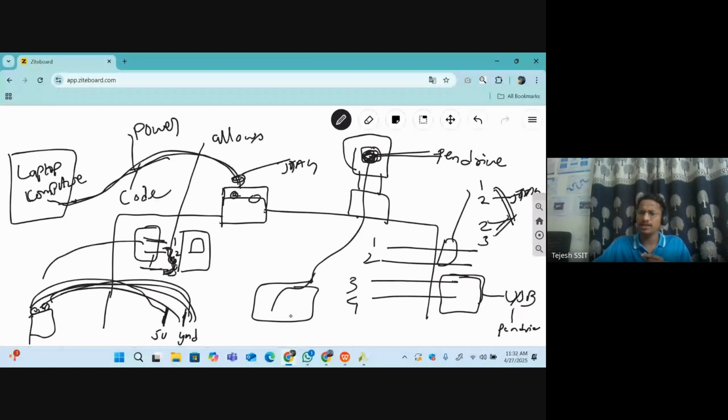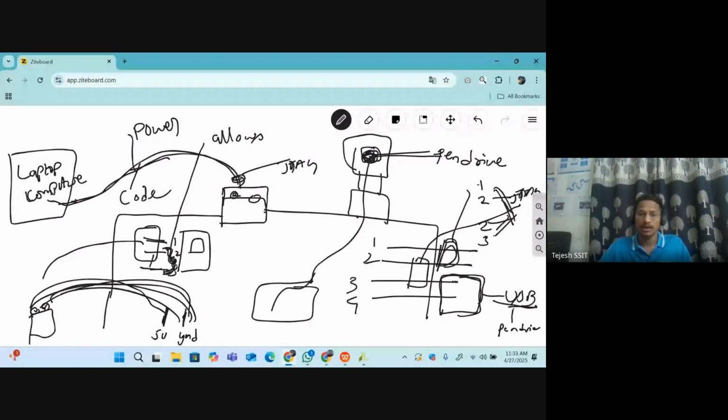The QSPI is also available. So you can connect the jumper at 1-2 or 2-3, which allows the JTAG cable, but if you connect 3-4, it allows the code from the pen drive.